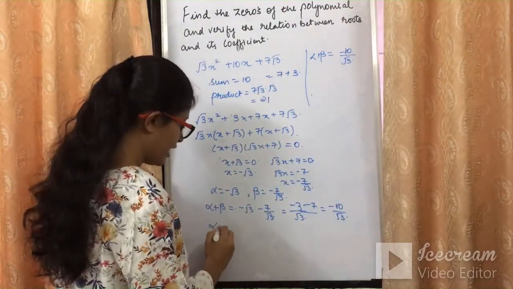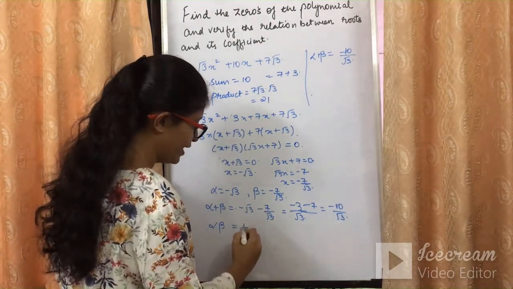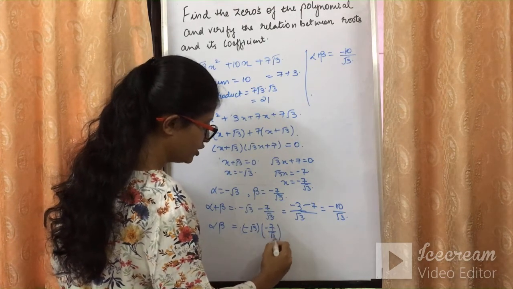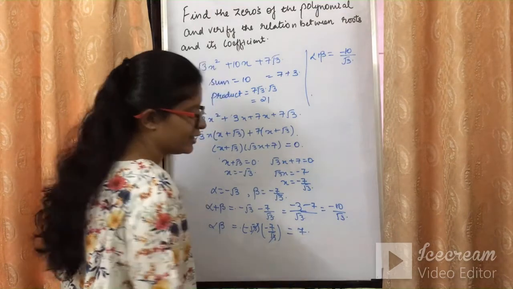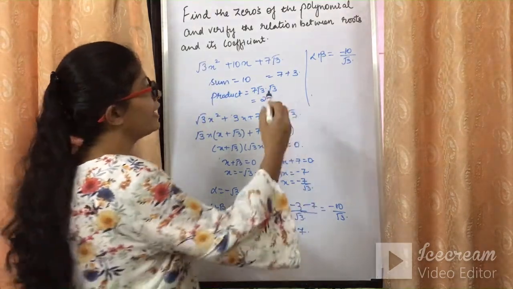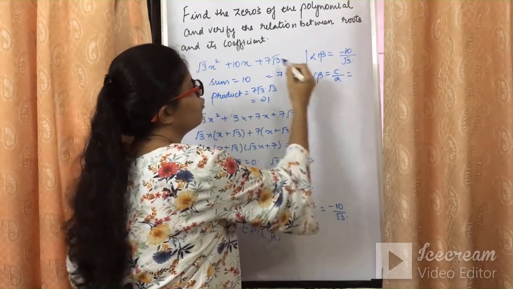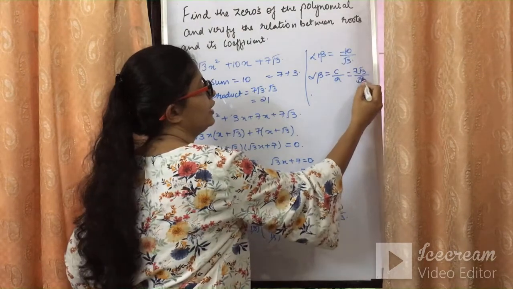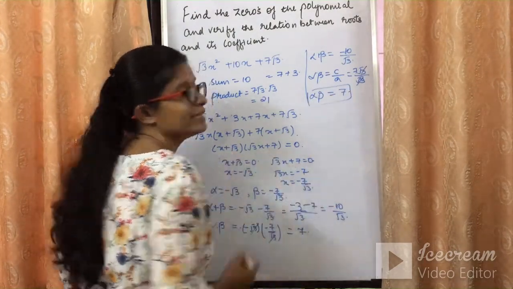Now, what is the product of these zeros? Product of these zeros is alpha beta. So I need to multiply them: minus root 3 into minus 7 upon root 3. So this root 3 gets cancelled out and minus will become positive and the answer comes out to be 7. अगर directly equation में से निकाला होता, alpha beta is nothing but c upon a. What is c over here? C is 7 upon root 3 and a is root 3. Again root 3 would have cancelled out and alpha beta would have come to be 7.